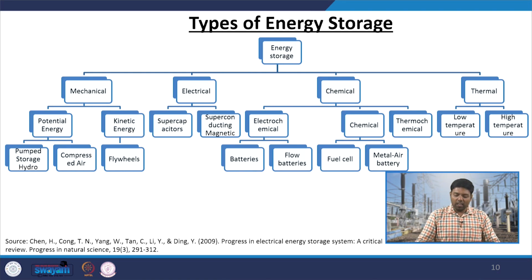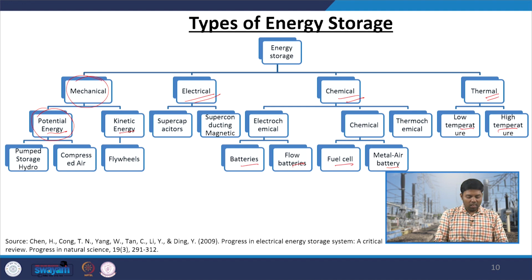So, these are the types of energy storage generally used, depending upon the form in which you are storing that electrical energy. You can store it as mechanical energy, as electrical energy itself, as chemical energy, or as thermal energy. Depending upon that, you can store mechanical energy as potential energy, similarly kinetic energy. Electrical energy you can store in a supercapacitor or superconducting magnet. Electrochemical, the famous battery or flow batteries. In chemical, fuel cell, metal air, and thermal, you have low temperature thermal storage or high temperature thermal storage.